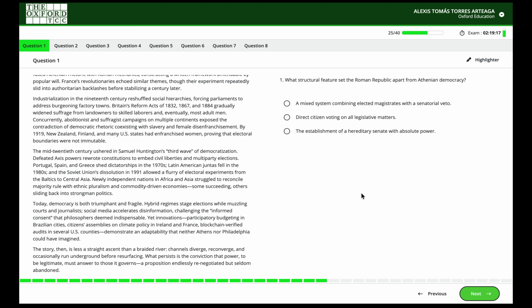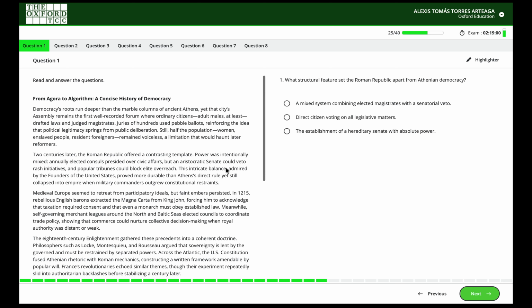The history, then, is less a straight line than a braided river. Channels diverge, reconverge, and occasionally run underground before resurfacing. What persists is the conviction that power, to be legitimate, must answer to those it governs, a proposition endlessly renegotiated but seldom abandoned.